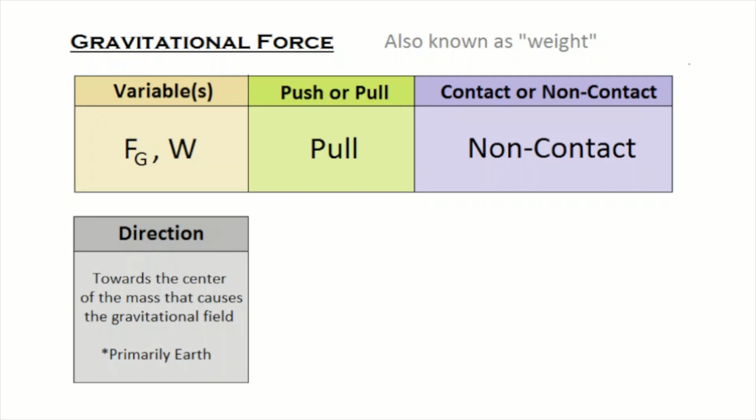I'm going to talk through every force as being a push or a pull. In this case, we have a pulling force. The Earth will always pull you downward and never push you away. I'll also talk through every force as being contact or non-contact. In this case, we have a non-contact force. You do not need to touch the Earth's surface for it to affect you. Direction is towards the center of the mass that causes the gravitational field. Now, primarily this will be Earth, but it doesn't have to be.